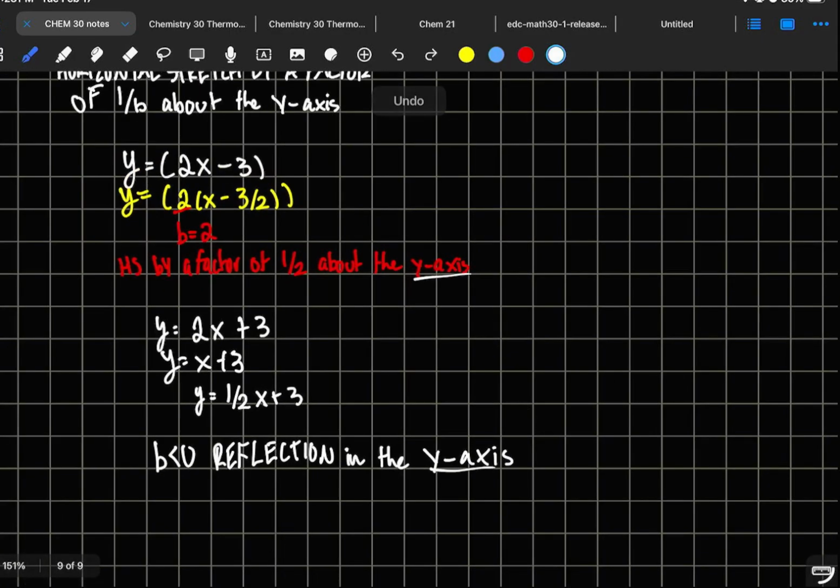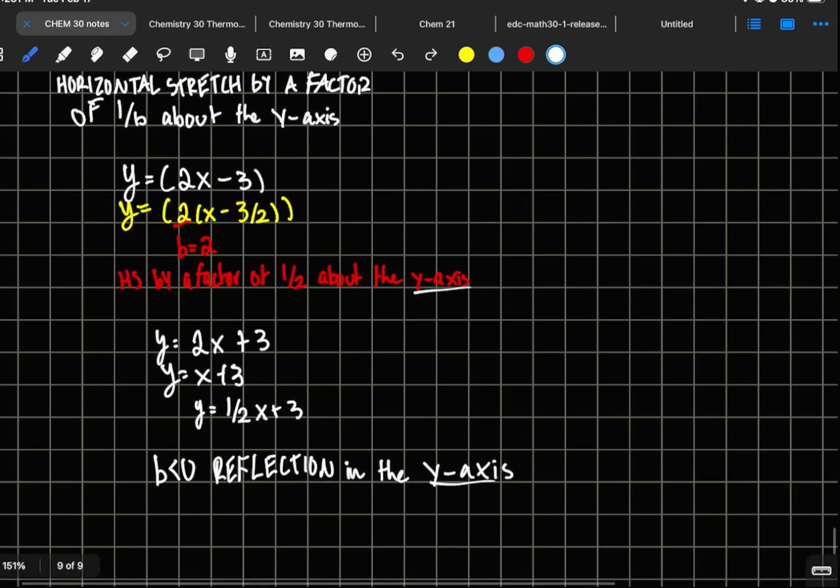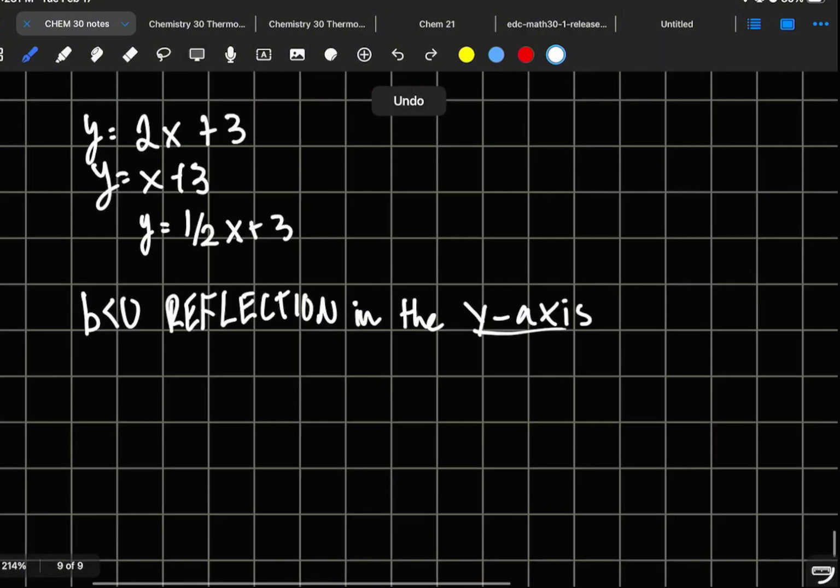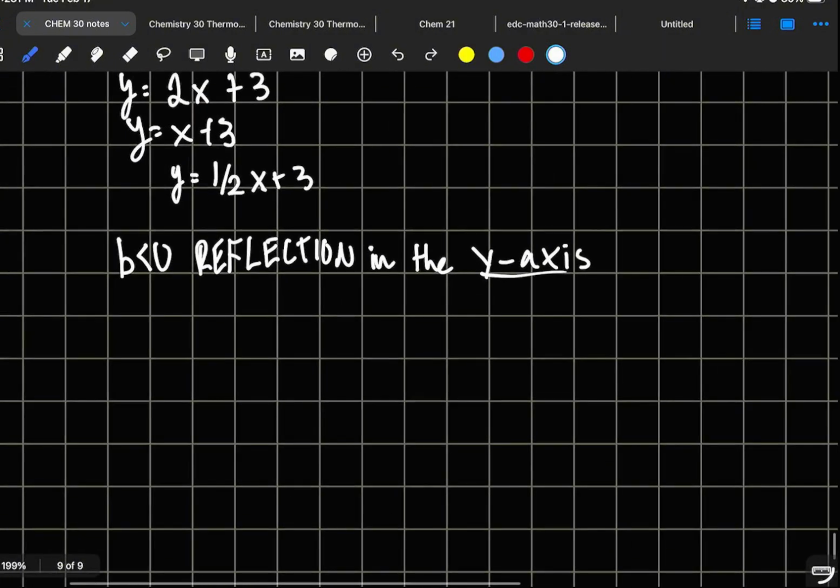So a horizontal stretch about the y-axis, a reflection about the y-axis when b is negative. A is going to be a vertical stretch about the x-axis and a reflection in the x-axis. So it's going to be consistent between the two. Now, what does it mean to reflect in the y-axis?